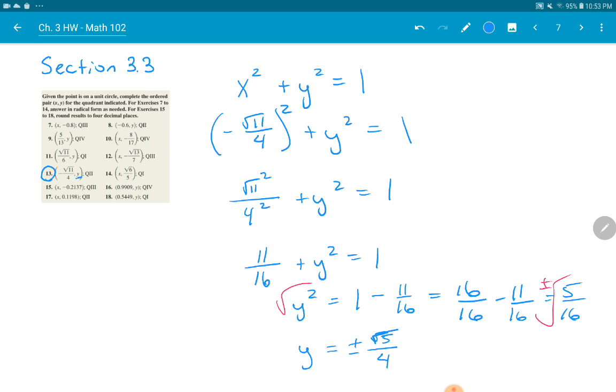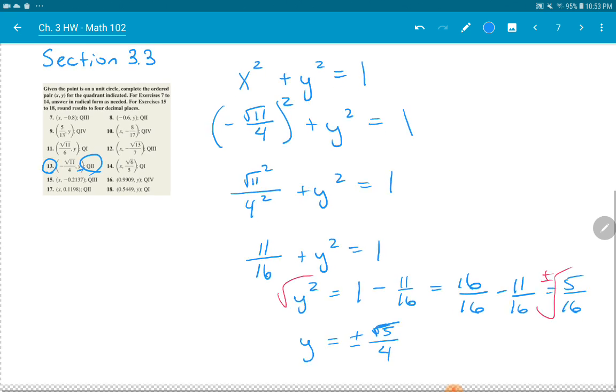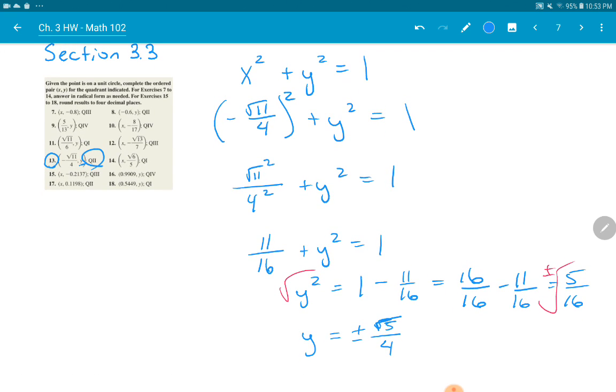And then I need to decide if it's positive or negative, and I do that by looking at the quadrant. And I see the quadrant is quadrant 2. So in quadrant 2, y is positive. So my final answer would be positive radical 5 over 4.